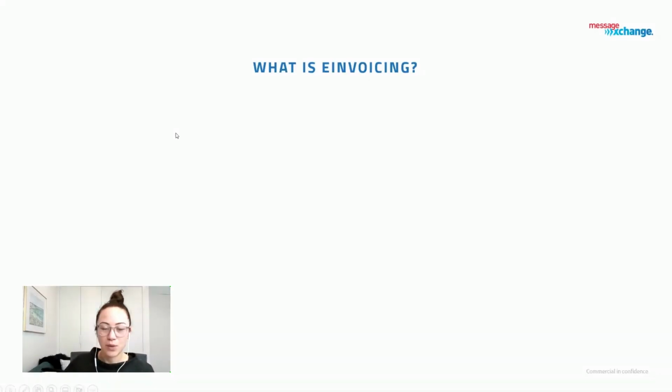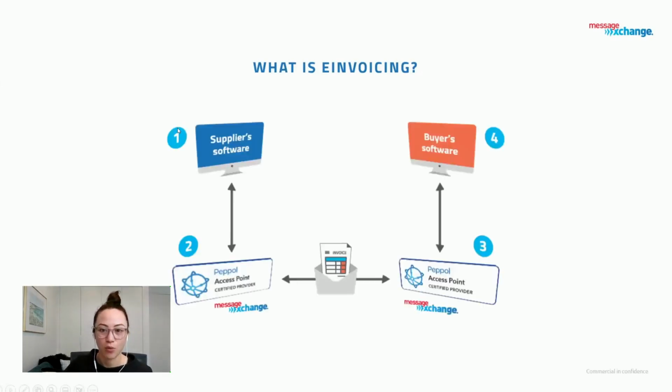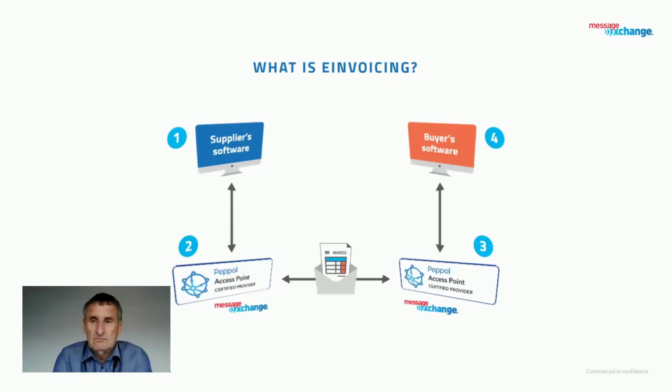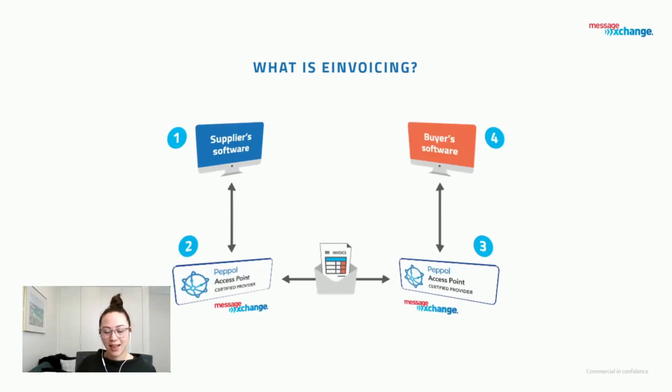So just to give you a bit of an idea, for anyone who is new to e-invoicing, let me explain a little bit about what it is. E-invoicing in Australia follows a PEPPOL standard. That's an international standard that the ATO and the Ministry of Business, Innovation and Employment in New Zealand have adopted here. It allows e-invoices to be exchanged between any software to any software. So it's software agnostic, which is a real difference in this.